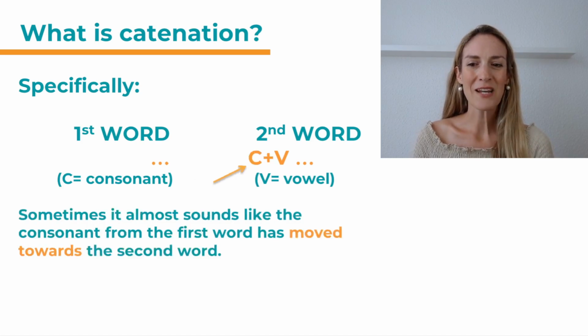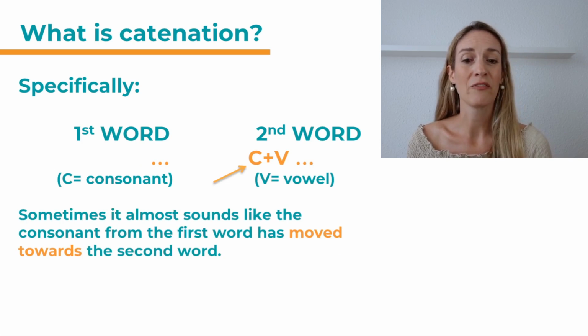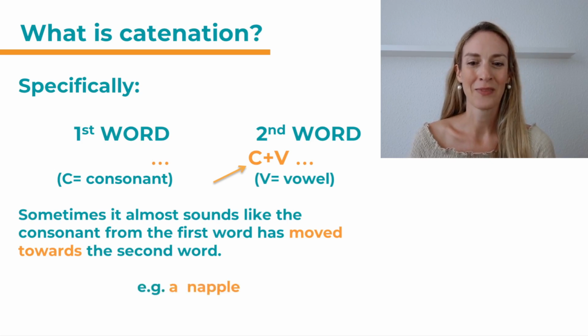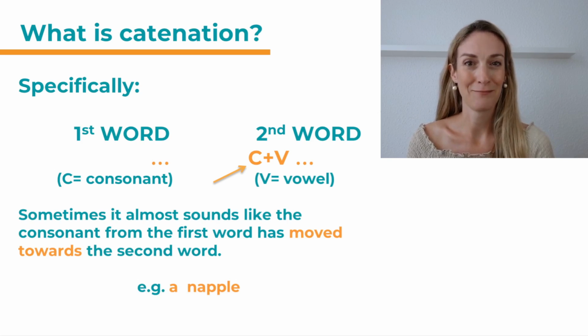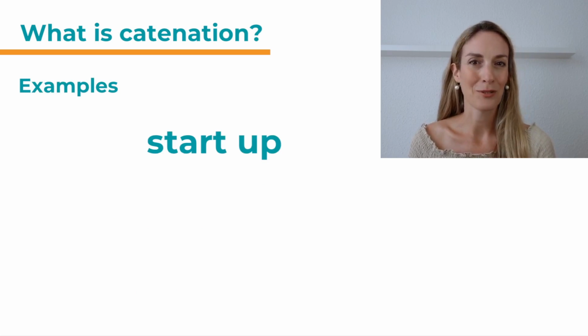Now, sometimes it almost sounds like the consonant from the first word has moved over to the second word, and it's not an apple like one word, but an apple like two words, and that n, the consonant, has moved over to the second word. So I've given you already this example of an apple. Let's have a look at some more examples.